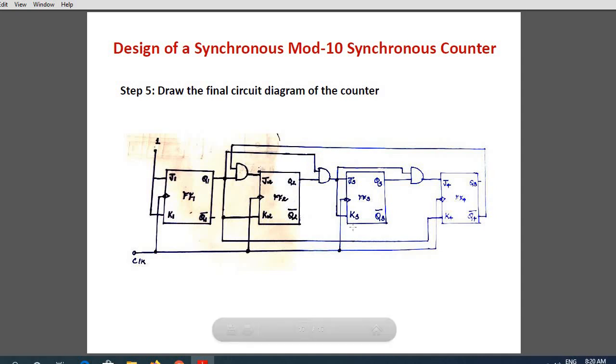So, in today's lecture, we have mainly continued with the design of mod-n counters. In the previous lecture, we have seen the design of mode 6 counter. And in today's lecture, we have seen the design of mode 9 and mode 10 counters. Mode 10 counter is also called decade counter or BCD counter.